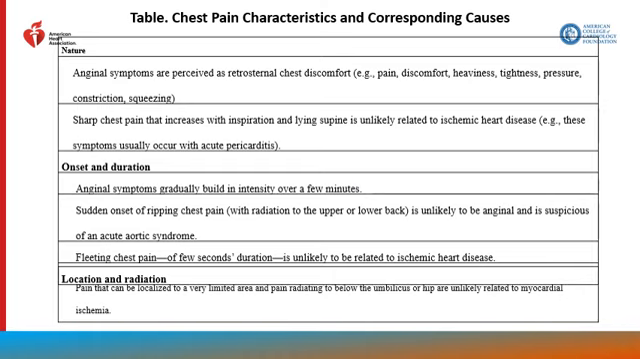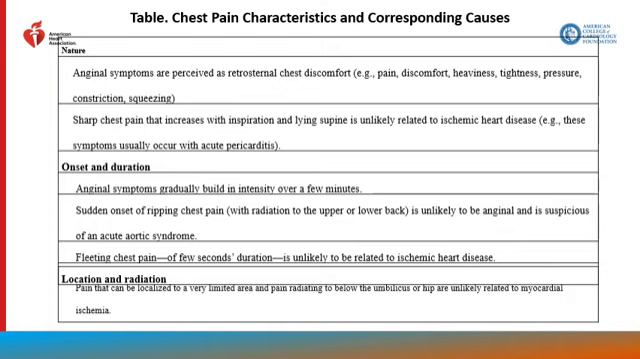The angina: pain, discomfort, heaviness, tightness, pressure, constricting, squeezing, while sharp pain that increases with inspiration and lying supine is mostly pericarditis. It's very important, besides the nature of the pain, you have to ask about the onset and duration. Usually anginal symptoms gradually build in intensity. It's not severe from the start. This is what is meant by this sentence: anginal symptoms gradually build in intensity over a few minutes. It means that the anginal pain is not severe from the start.